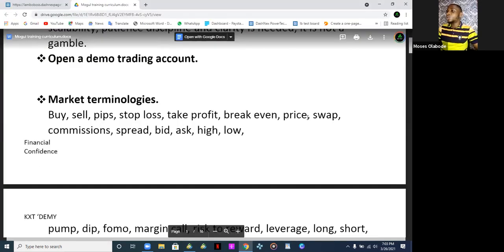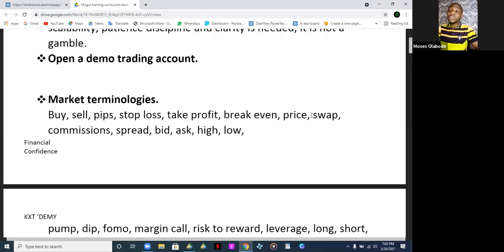And then swap is the amount of money the broker charges you when you leave your trade overnight. As a swing trader, you can experience this a lot. The broker charges swap fees for keeping your trade overnight. That shouldn't be a problem.